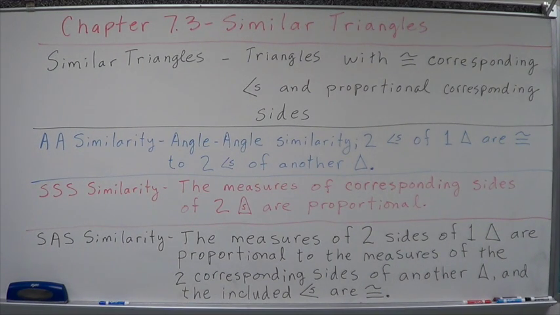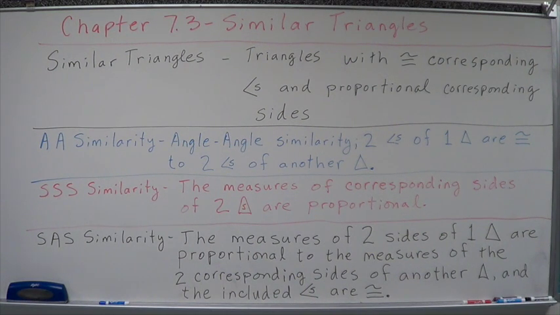We're going to continue our discussion on proportions in chapter 7.3 with our discussion of similar triangles. Now let's remind ourselves of exactly what similar means, and we'll do it in the scope of triangles. This could also be said of just plain polygons. Similar triangles, or polygons, either one, are triangles with congruent corresponding angles and proportional corresponding sides.